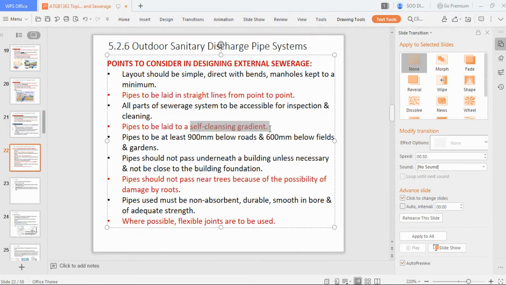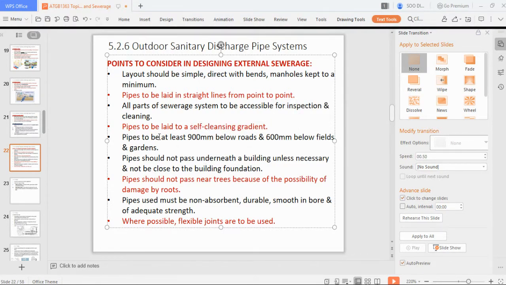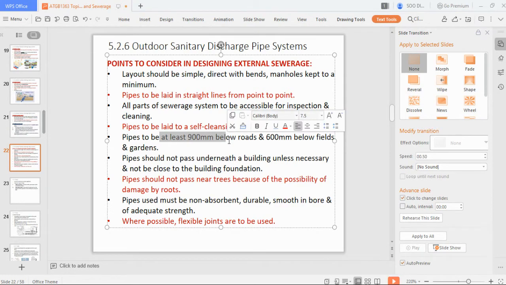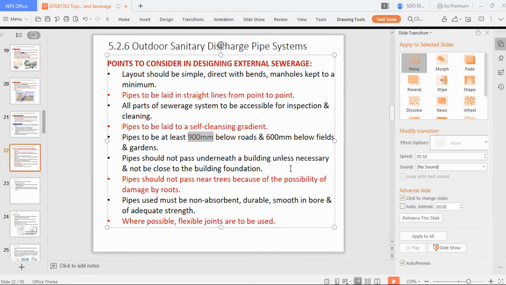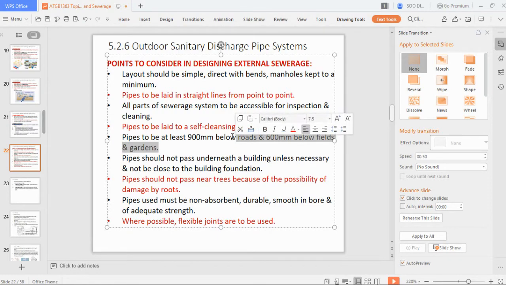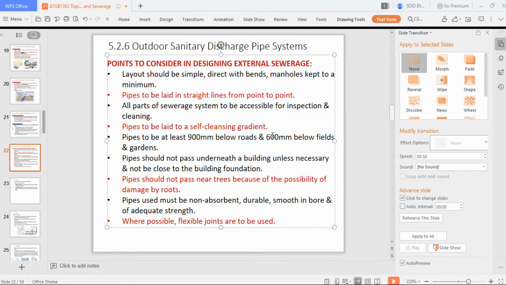So you need to have sufficient inclination. From point A to point B, the pipe needs to be slanted so that the sewage will be able to flow properly. And they also need to be buried at least 900 mm below the road or 600 mm below field and garden. So this is some sort of requirement. It may differ by local council, from city to city, but the standard is around there. So 900 mm for road and 600 mm for field, so that people do not accidentally pick it up.